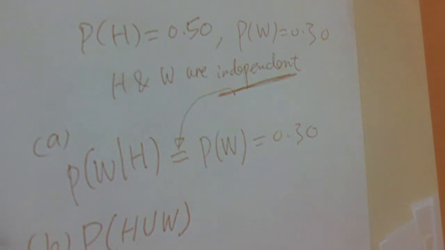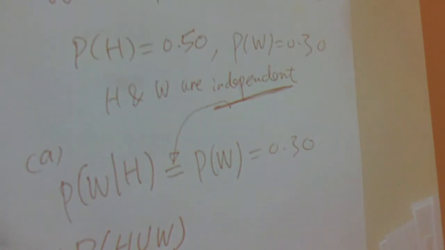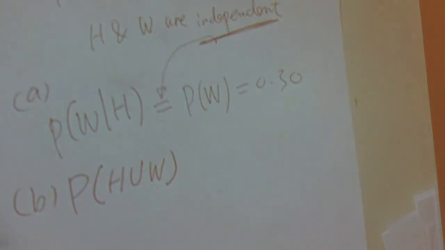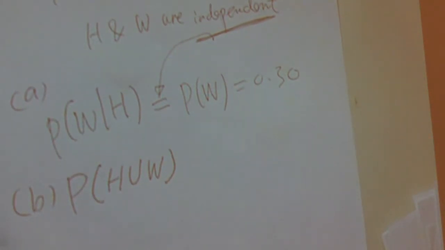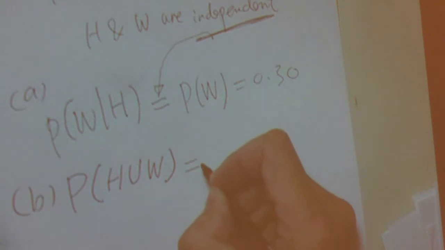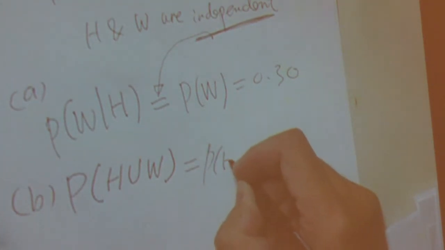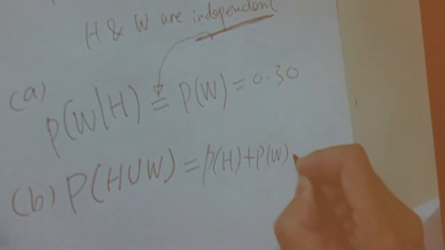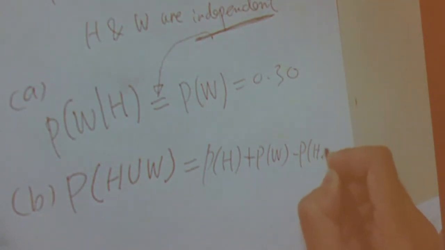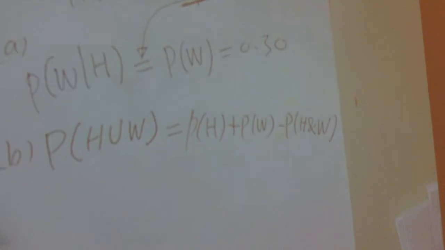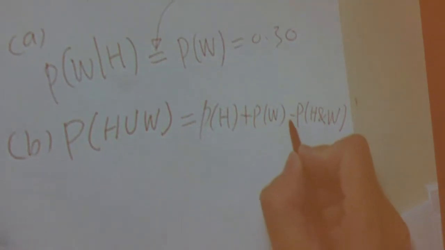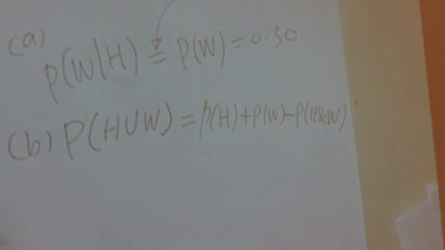Husband, union, wife. Okay, so that's the event we want to find this probability. Here we certainly have to use our union formula. I think everybody remembers that. P of H plus P of W minus P of H and W. That's our union formula.